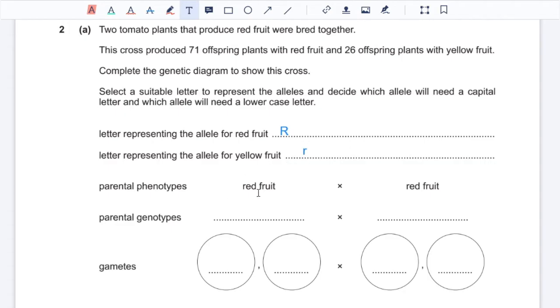Parental phenotypes are both red, but as you can see, some of the offspring have the recessive phenotype, and for some of the offspring to have the recessive phenotype means that both of the parents have to be heterozygous, so they have to have both of the alleles, and the gametes would be produced from each of the alleles of the parents.